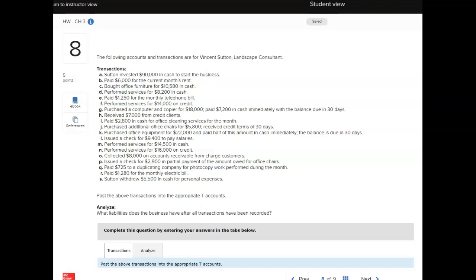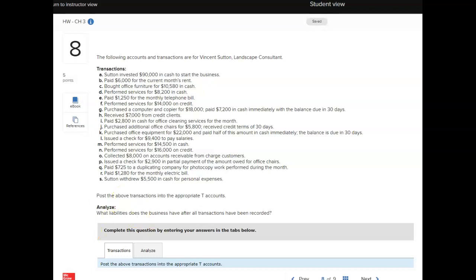Sometimes Connect can be a little finicky and challenging to use, and I think this will be particularly true when you try to do the last two problems in the Chapter 3 homework. So I thought I'd take a few minutes to show you how to input your answers into Connect.